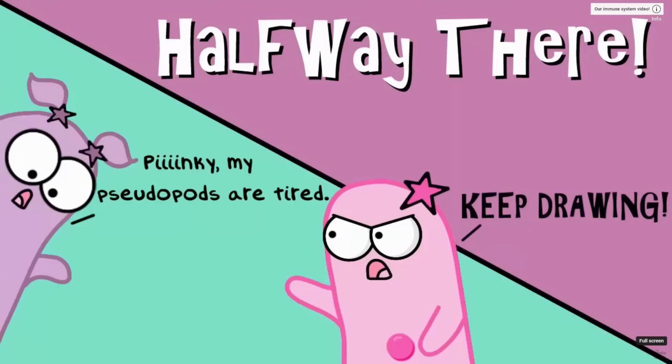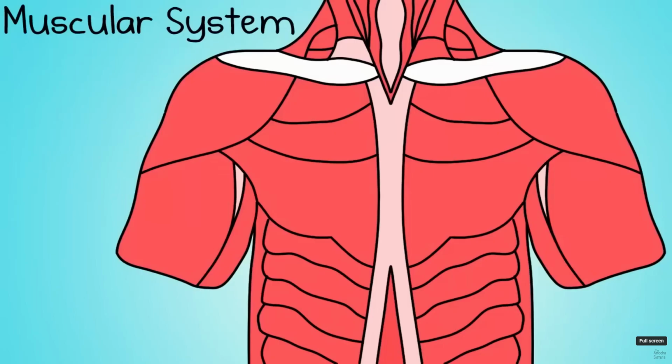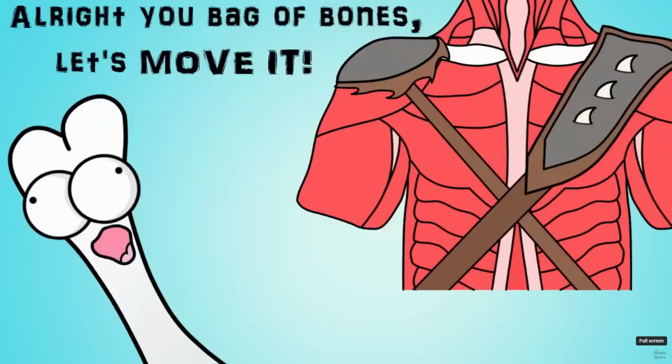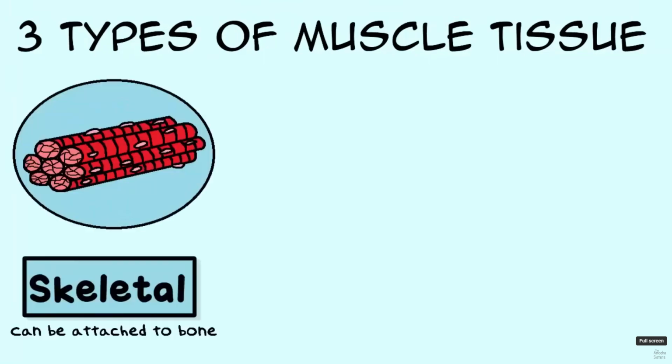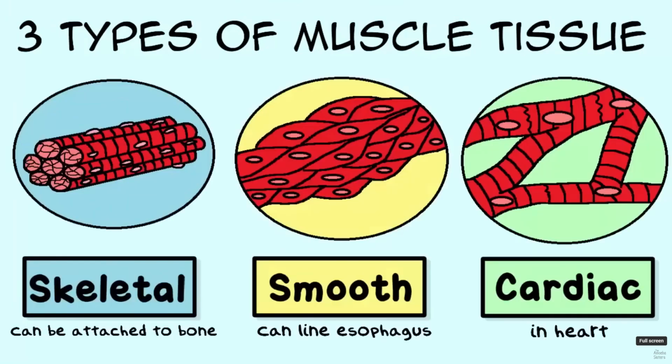Okay, so now we're more than halfway done with our intro, so hang in there. Number 7, the muscular system. No bones about it. Your bones can't do much without muscle to move them. You actually have 3 major types of muscle tissue, known as skeletal, smooth, and cardiac muscle.